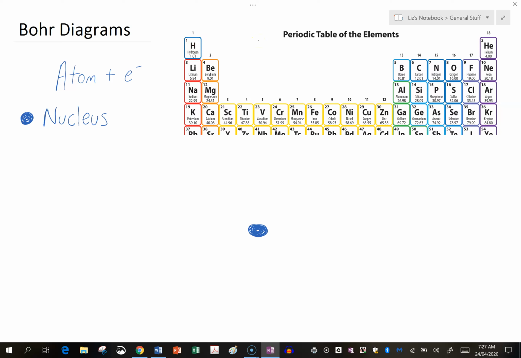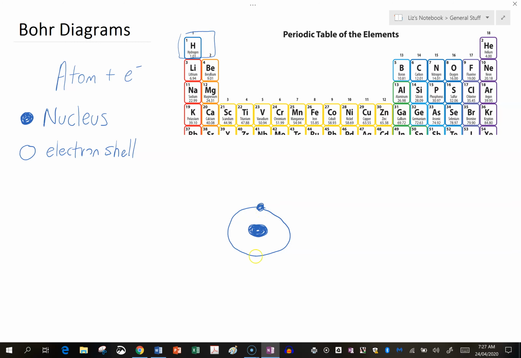Now, Bohr diagrams are pretty easy. We're going to draw a circle around the nucleus, and this circle represents the first electron shell. So this is where the electrons will be housed. Now, the first electron shell can only have 2 electrons in it. So if I were to draw 1 electron in here, this is hydrogen. See hydrogen up here is number 1, and it has 1 electron.